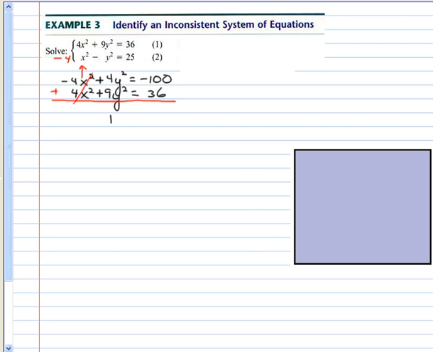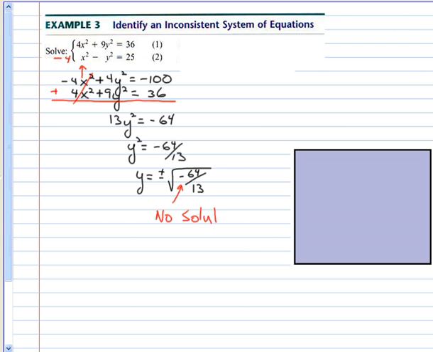4 and 9 makes 13. 13y squared equals -64. I could divide by 13. Y squared equals -64 over 13. Doesn't go evenly. And then if I was wanting to get a y, I'd have to take plus or minus the square root. Well, here's the issue. We can't take the square root of a negative number and get a real solution to it. So there's no solution to this one.